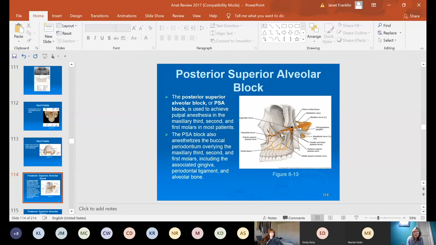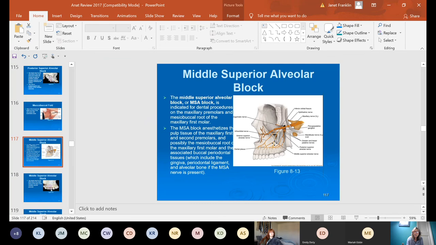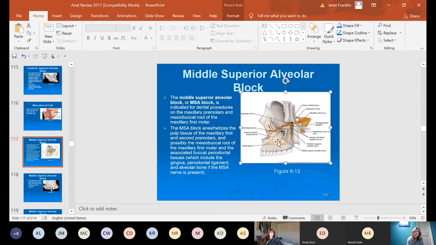The PSA, posterior superior alveolar. Okay, so posterior back, superior up. So it's going to be your molar teeth. Posterior, superior. The MSA, I'm not going to show you how to do the injection, but the MSA again is going to come off the maxillary division, or V2, and it's going to drop down here, the middle superior. So it's going to do the middle teeth. So it's going to do the premolar area.